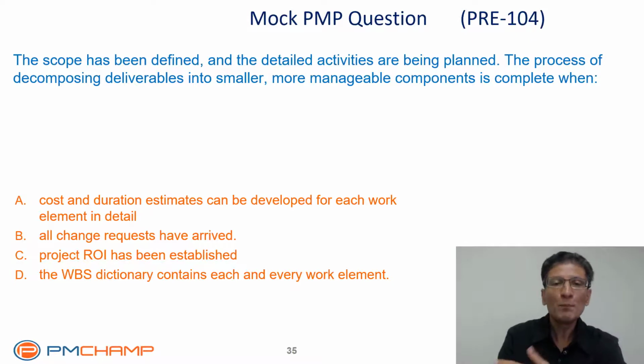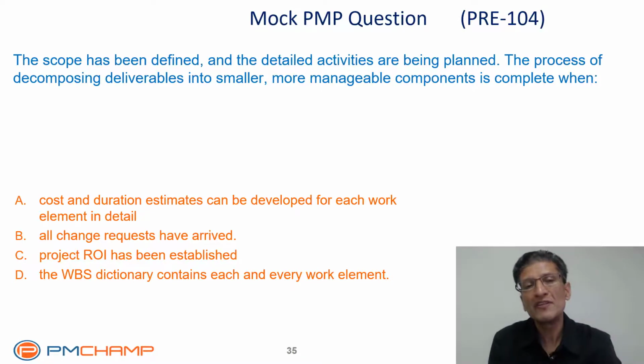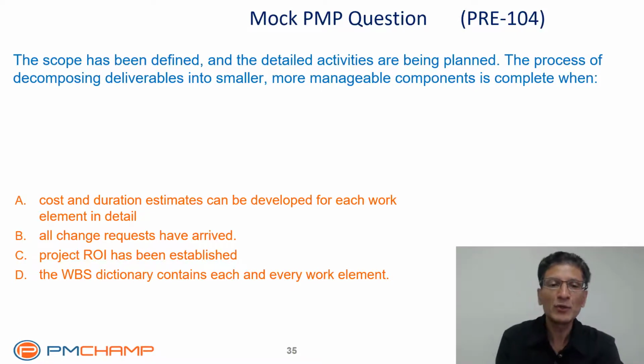Later, under scope management, you will come across the terms work element, WBS, and WBS dictionary, and that's when you will see that the WBS dictionary contains a detailed description of every work element. That's what we are doing. We are decomposing the work into smaller components. The smallest component is the work element, and all these work elements are listed in the WBS dictionary.